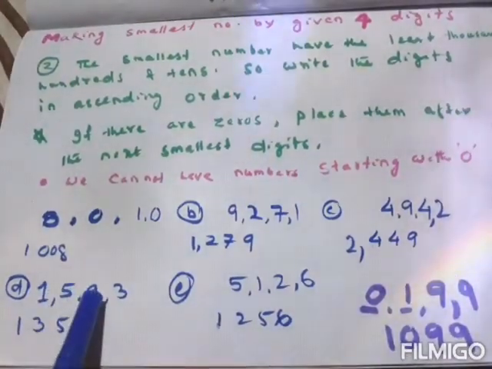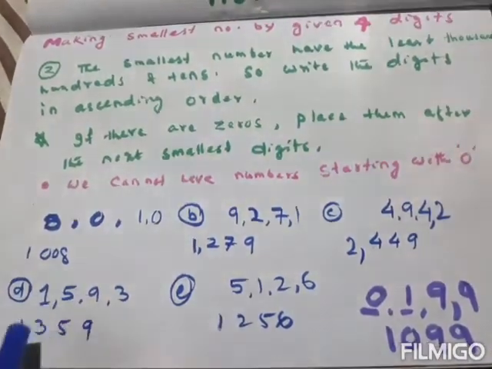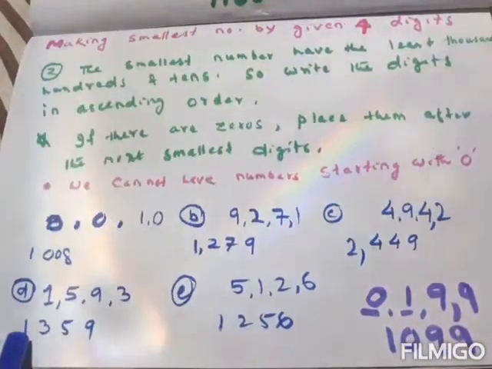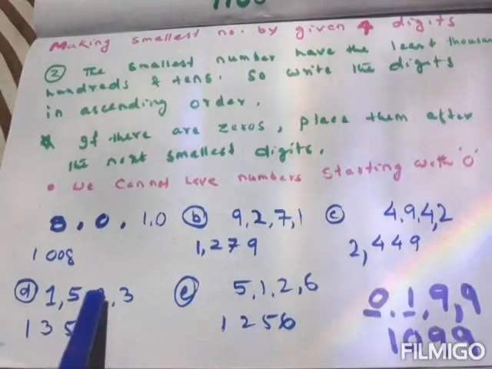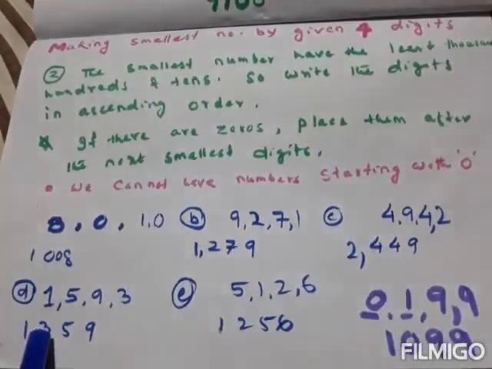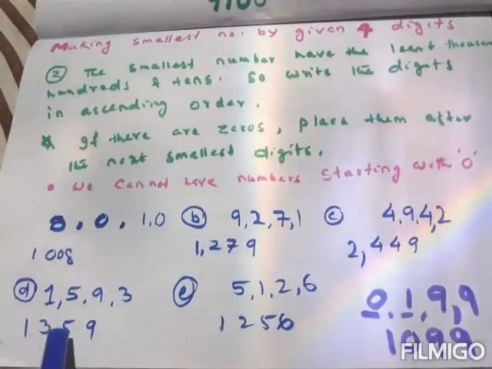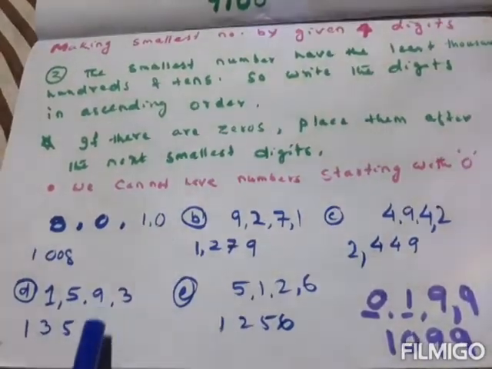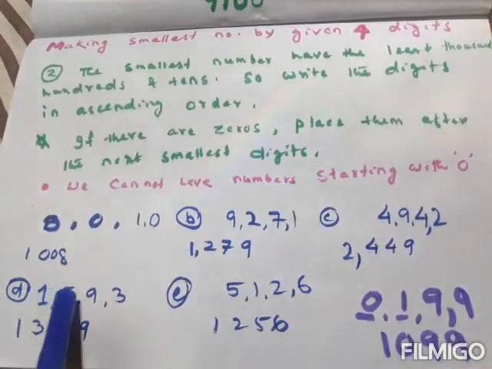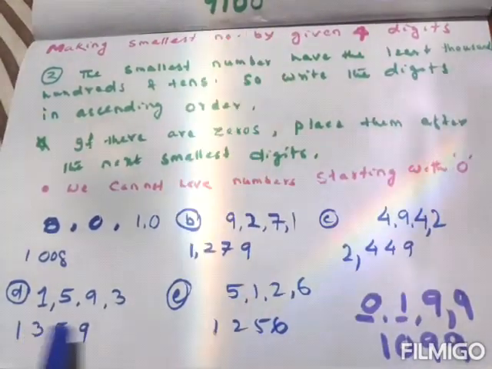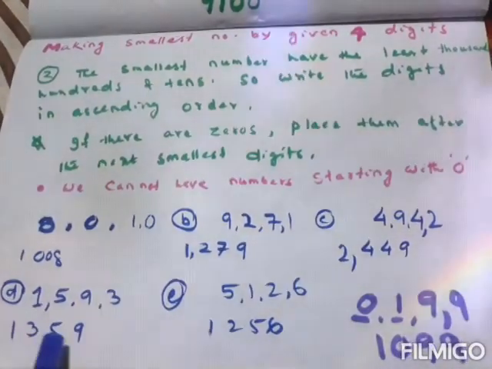Now one more example is given to you, 1, 5, 9 and 3. Among 1, 5, 9 and 3, the smallest number is 1, so I write down 1 here. Then among 5, 9, 3, which one is the smallest? 3, so I write down 3 here. Then between 5 and 9, 5 is smaller, finally 9. So using 1593, the smallest 4-digit number is 1359.